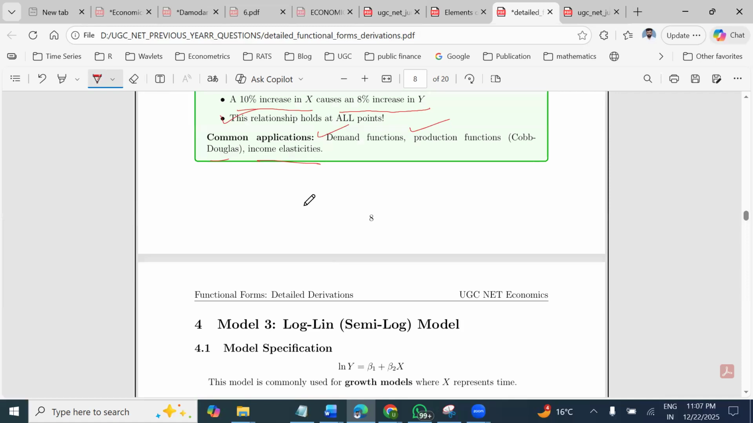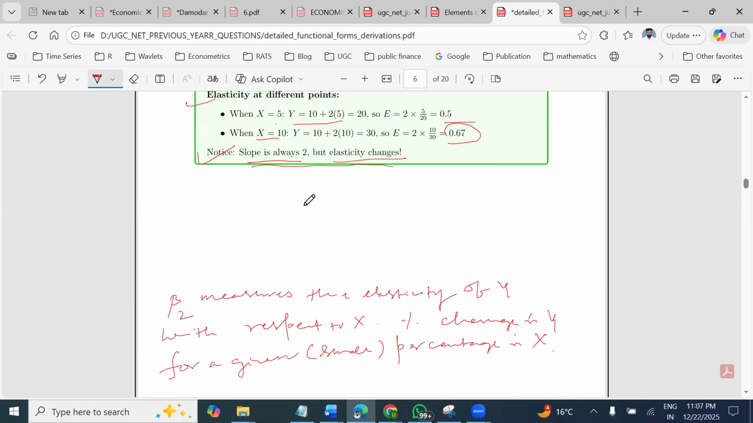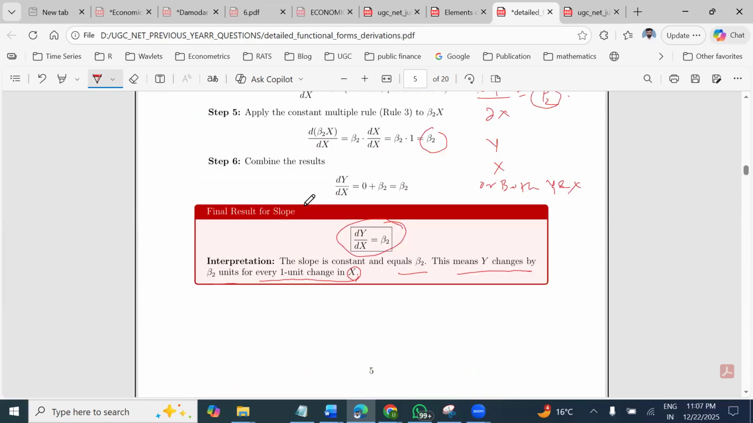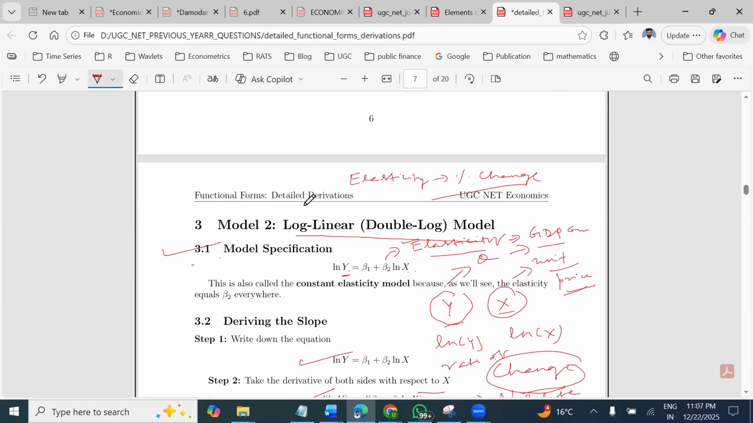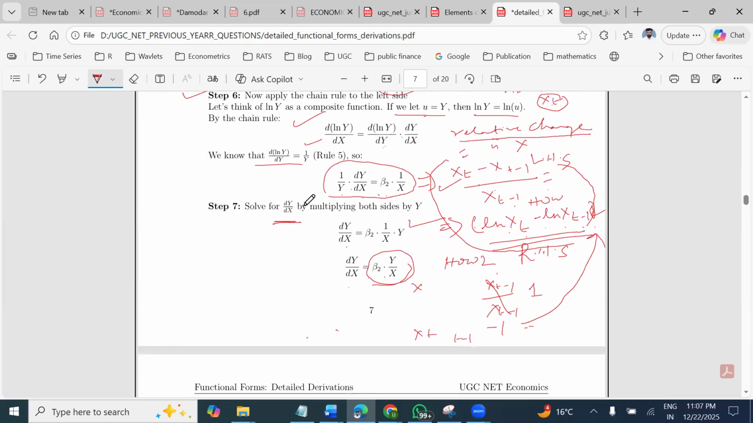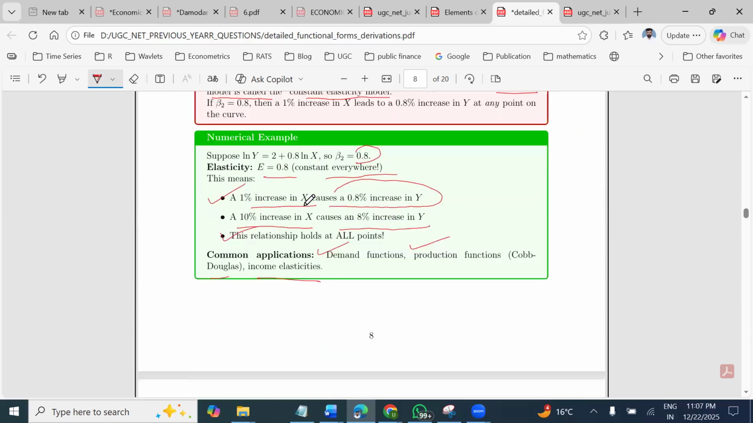So now I will not go further. Every one of you, you have to derive these two models and show me your handwriting, how it is done.